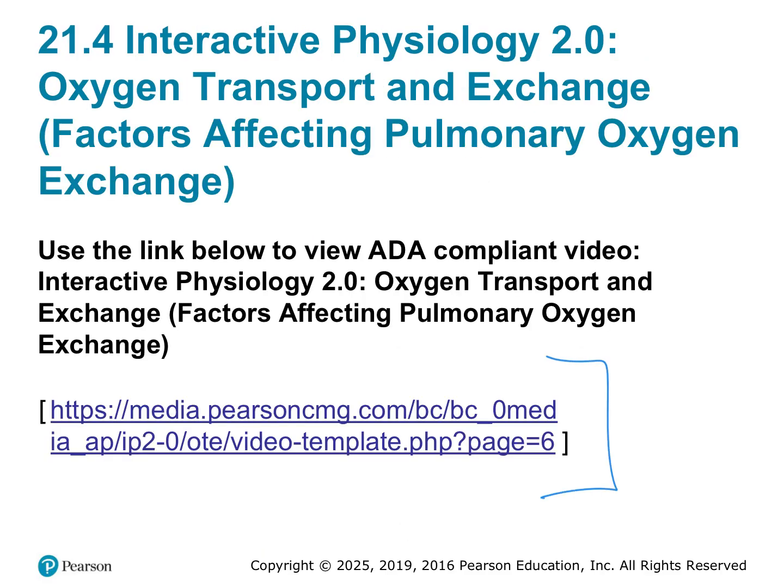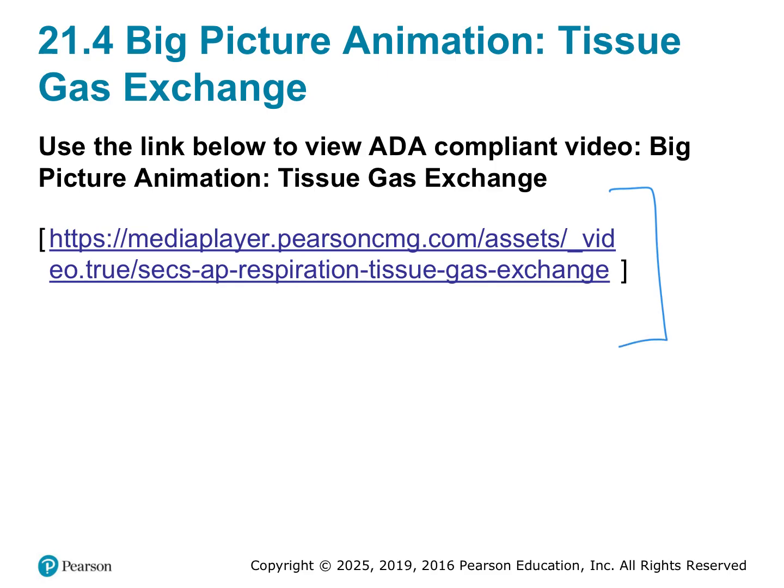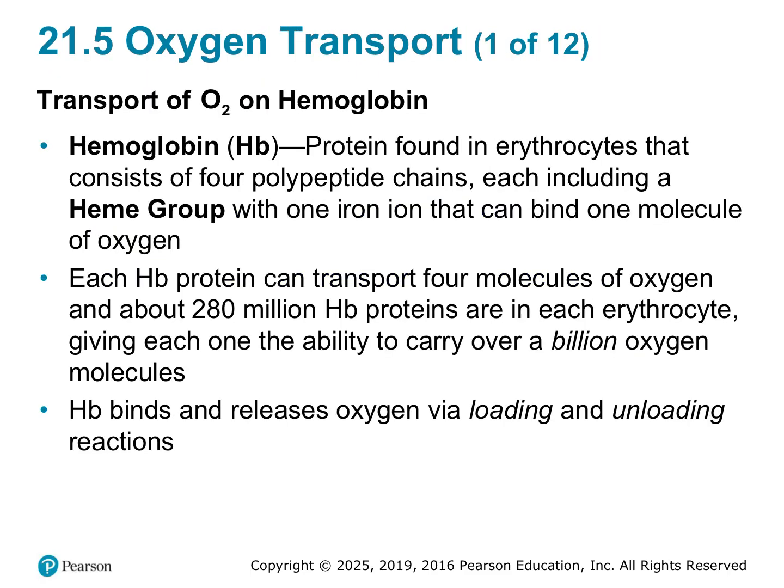Here's another animation you can view. Another animation, this one on tissue gas exchange. So gas exchange is occurring. We've talked about loading and unloading oxygen. Where is the oxygen going? And we've already talked a little bit about this because we talked about hemoglobin inside of the erythrocytes when we talked about blood, and that the hemoglobin binds to oxygen. So we want to look at how is this happening and what's going to influence whether oxygen is being bound to hemoglobin or whether oxygen is being released from hemoglobin.